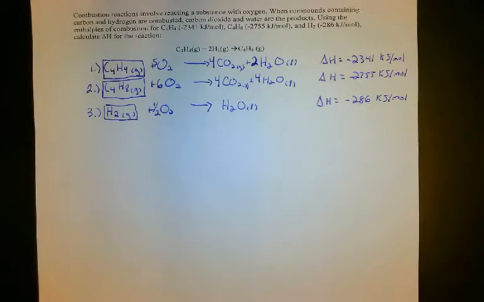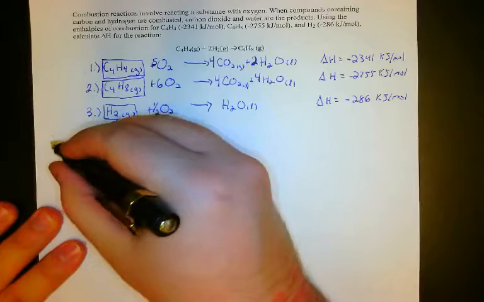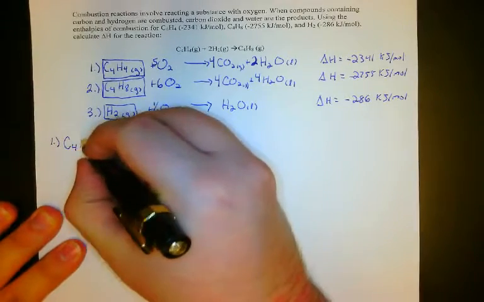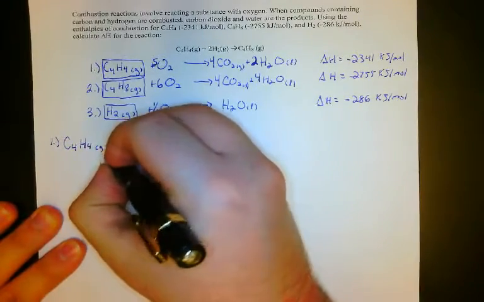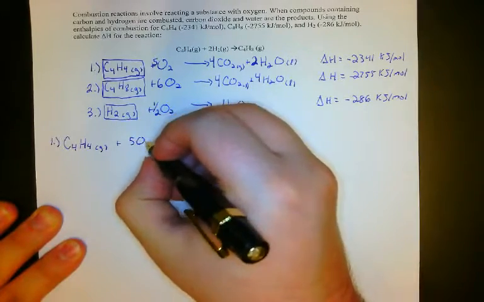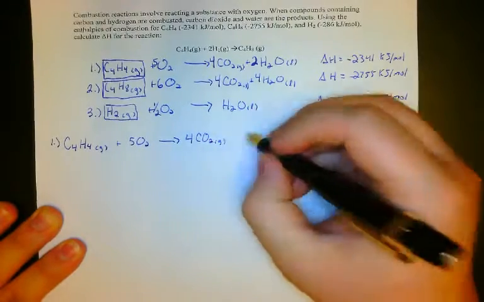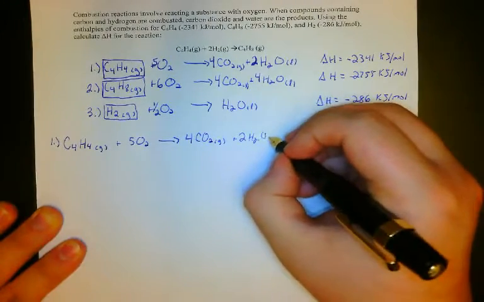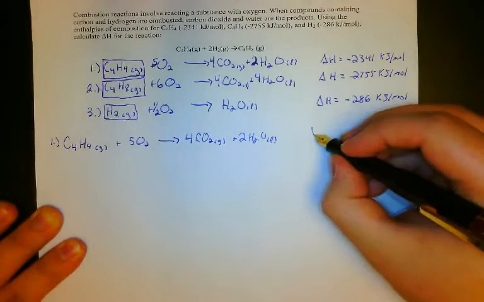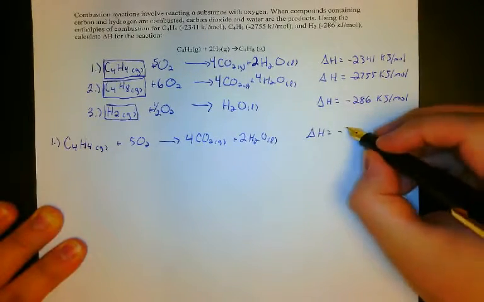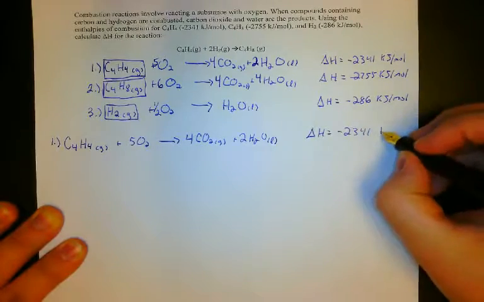All right, let's set it up. Do I need to change equation 1? Is the C4H4 in the proper place? Yes. And it's the proper amount, so I don't need to divide it, I don't need to flip it. So I can just write it as is. C4H4 plus 5O2 makes 4CO2 plus 2H2O. And my change in enthalpy is still negative 2,341 kilojoules per mole.